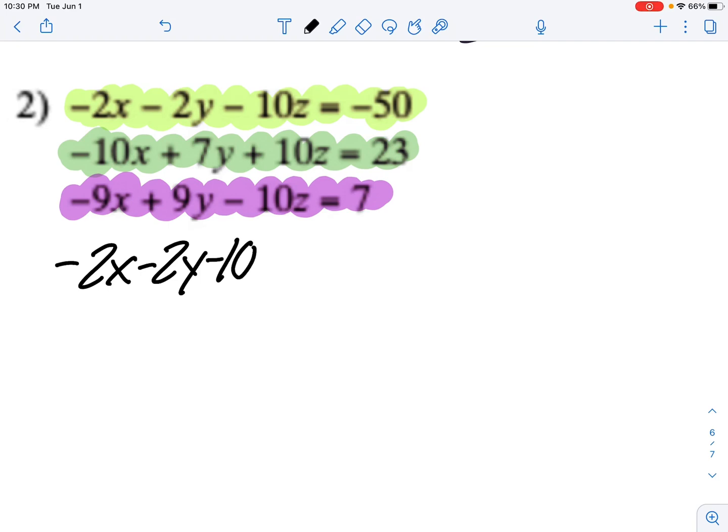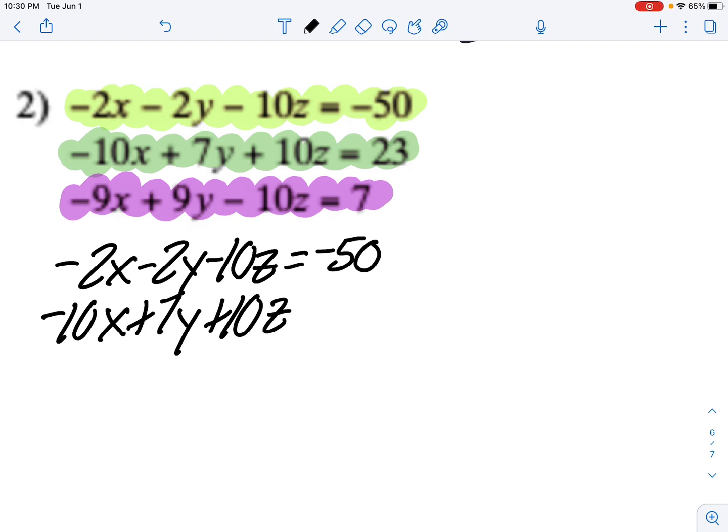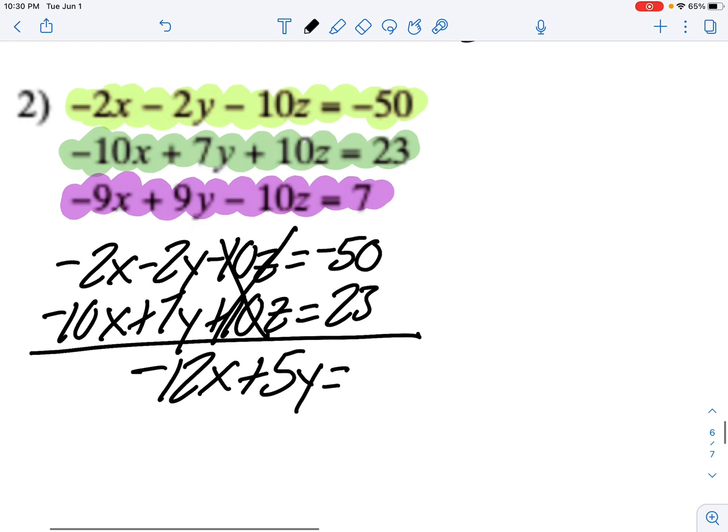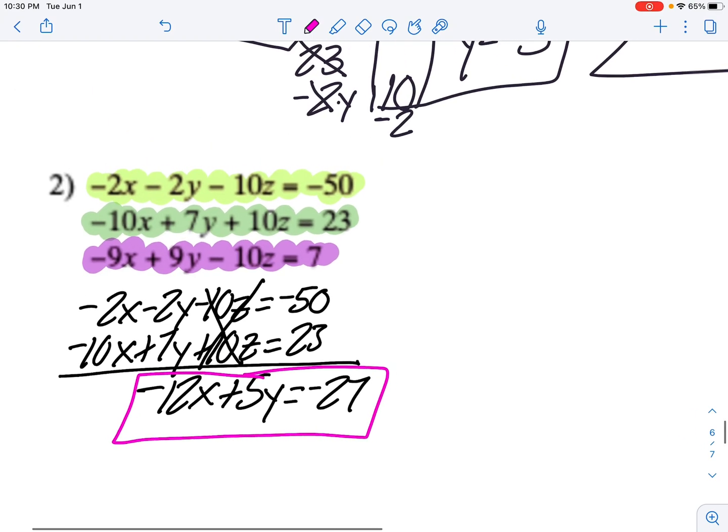Negative 2x minus 2y minus 10z is equal to negative 50. And I'm going to go with regular green, which is negative 10x plus 7y plus 10z is equal to 23. Now in this case, only the z's cancel out. So negative 2x and negative 10x is negative 12x. Negative 2y and positive 7y is a positive 5y. Negative 50 and 23 is negative 27, right? And I'm going to do this one in pink here.